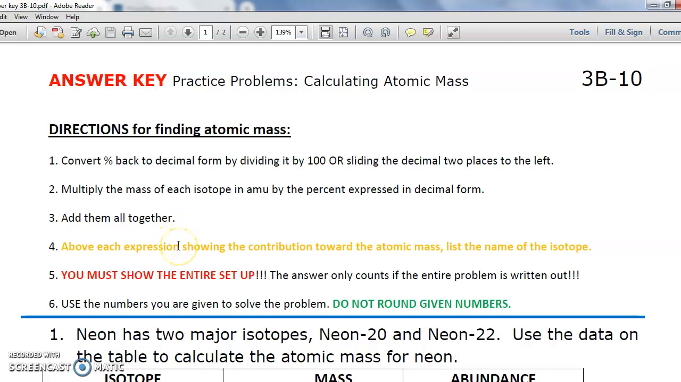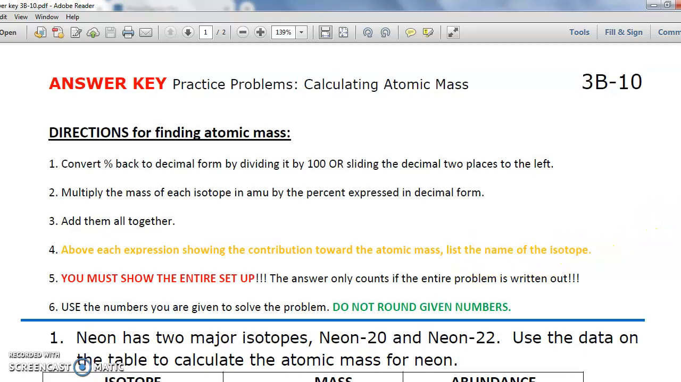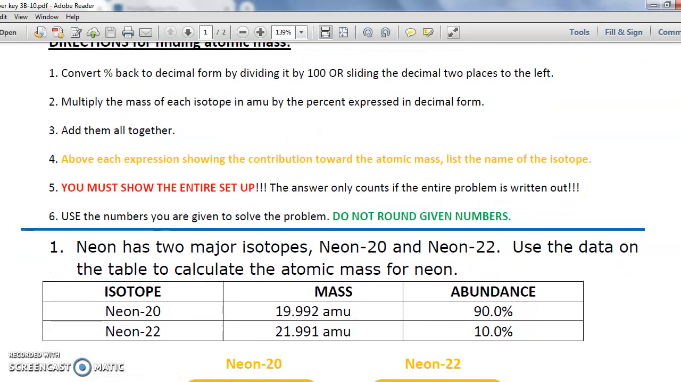Please be sure that above each expression of the isotopes that are contributing to this atomic mass, you list the name of the respective isotopes. That is how we do it in this class, and it is a good practice to do.